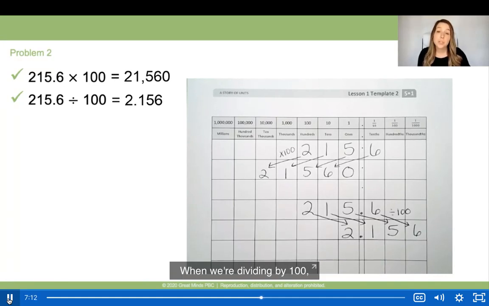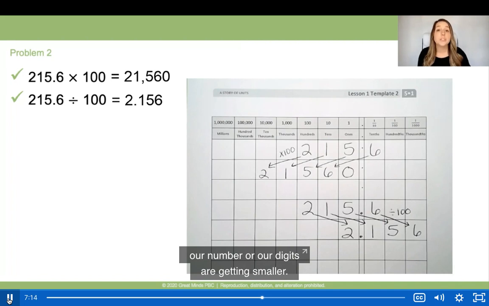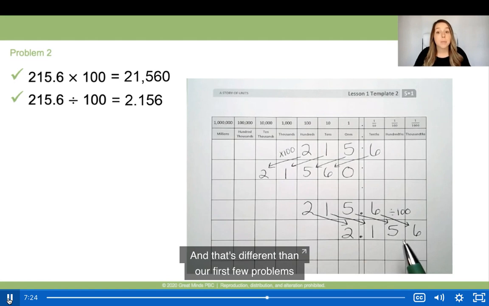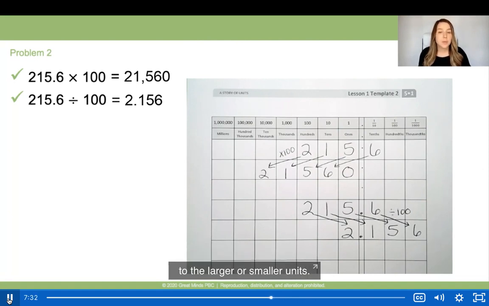Same goes for our division problem. When we're dividing by 100, our number or our digits are getting smaller. In this case, they are 1/100th the size they were before you divided. And that's different than our first few problems where we were multiplying and dividing by 10, which caused our digits to shift only 1 time to the larger or smaller units.